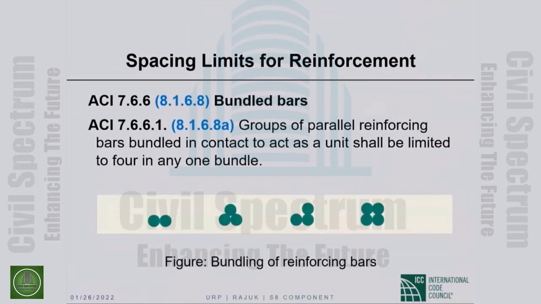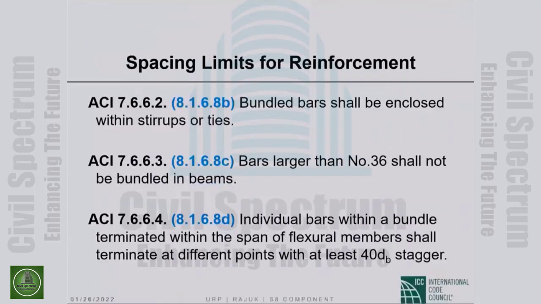Bundled bars, groups of parallel reinforcing bars bundled in contact to act as a unit, shall be limited to 4 in any one bundle. So these are the bundled bars that are typically used: 2-bar, 3-bar bundles. A 3-bar bundle can be like this or like that. This is when you have a lot of congestion of reinforcement. You then bundle the bars because the spacing will then be counted between the bundles, not between individual bars.